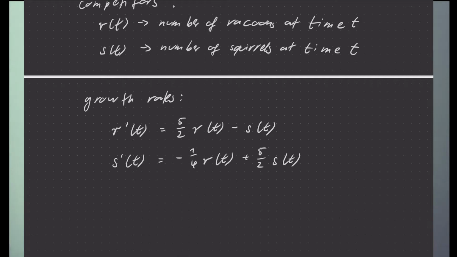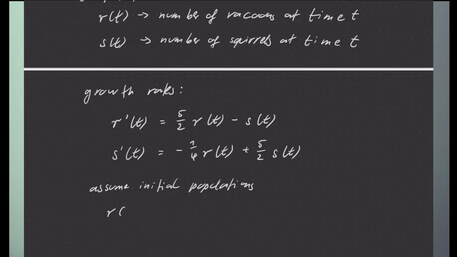Will that converge to some numbers? Or will one of the two species possibly die out? Or will one of them explode and the other will be small? All of that is possible, and we'll have to find out by solving this system of differential equations. So to get an actual solution, let's assume some initial populations as well. Let's say the number of raccoons at time 0 is 60, and the number of squirrels at time 0 is also 60.